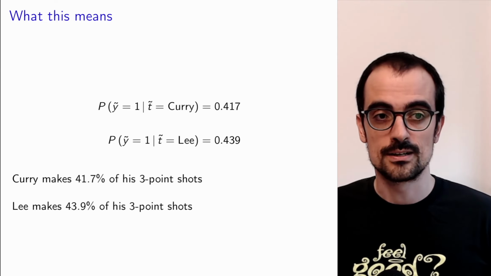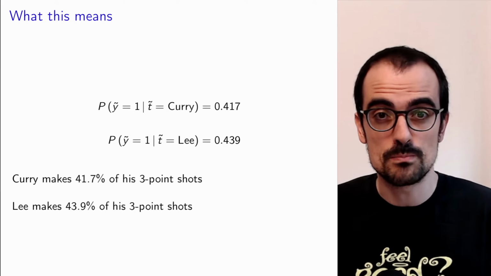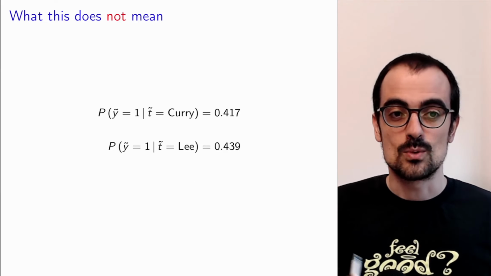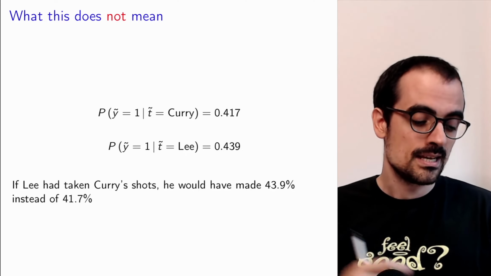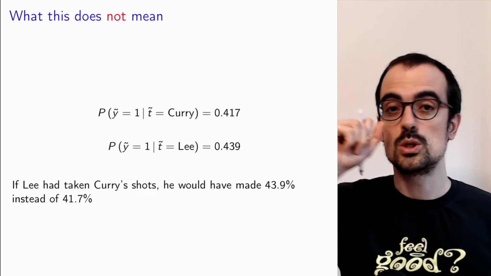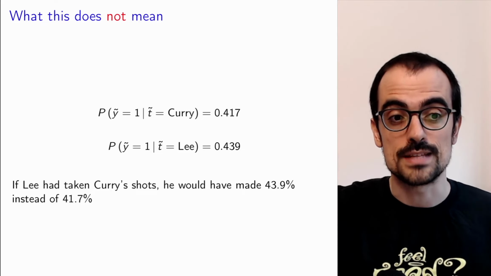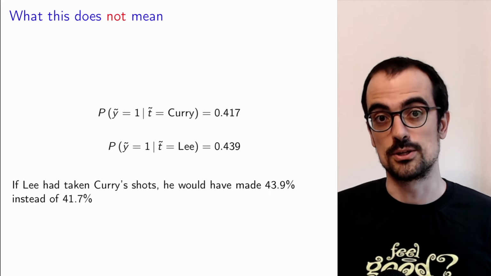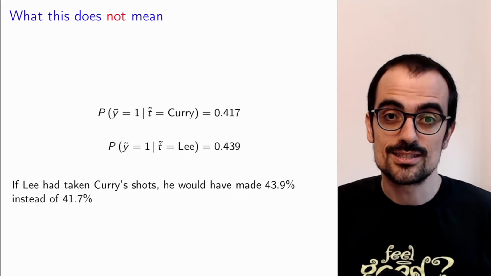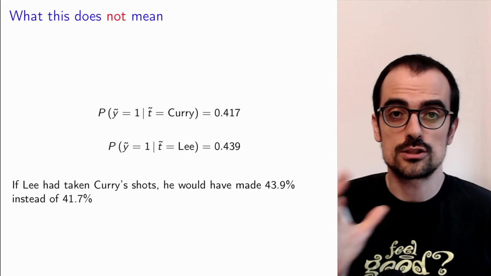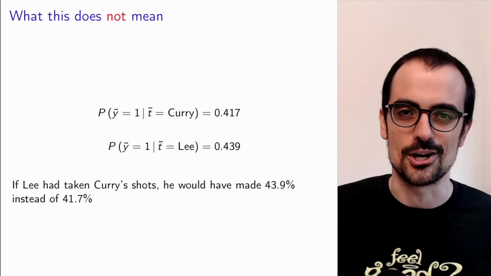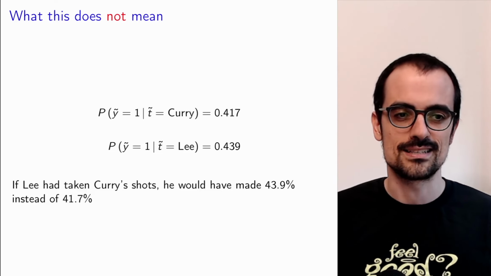Absolutely no discussion. However, it's perhaps even more important to emphasize what this does not mean. What this does not mean is that if Lee had taken Curry's shots, then he would have made 43.9% of them instead of 41.7%. Why is this not true? It's not true because the shots taken by Lee are not the same as the shots taken by Curry. And we're going to make that very precise in a moment.